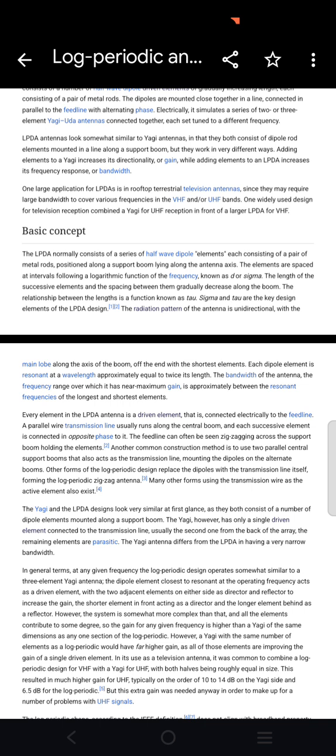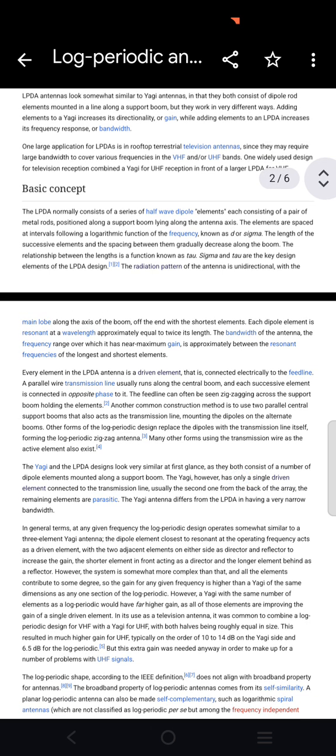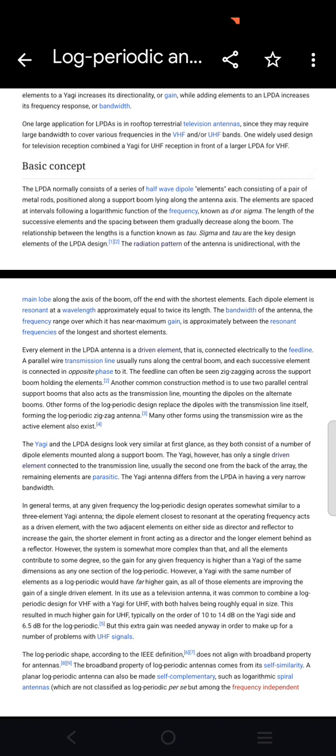The basic concept behind a log periodic dipole antenna is that it normally consists of a series of half-wave dipole elements, each consisting of a pair of metal rods positioned along a support boom lying along the antenna axis. The elements are spaced at intervals following the logarithmic function of the frequency, known as d or sigma. The length of successive elements and the spacing between them gradually decrease along the boom. The relationship between the lengths is a function known as tau. Sigma and tau are the key design elements of log periodic dipole antenna element design.